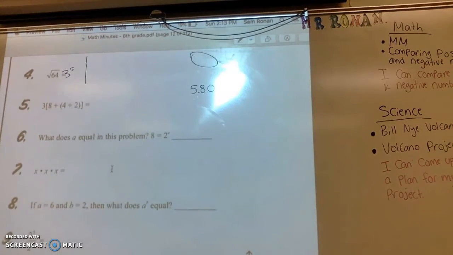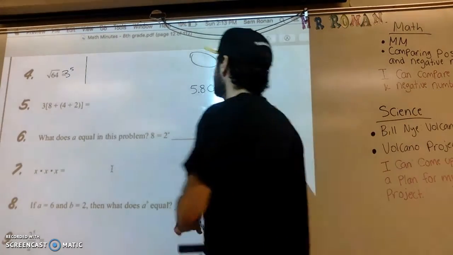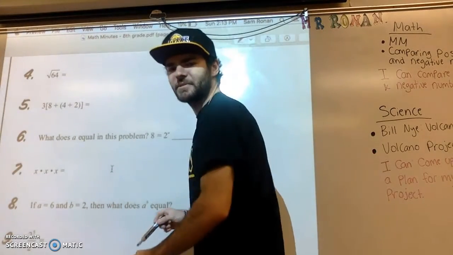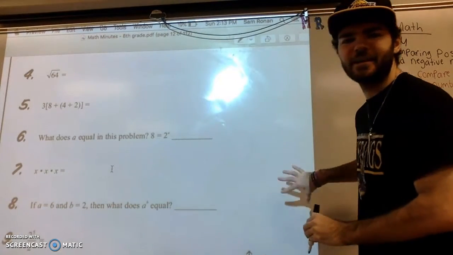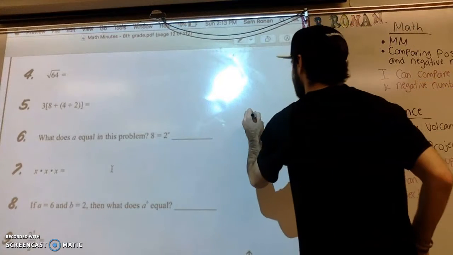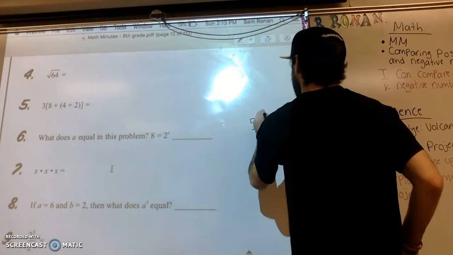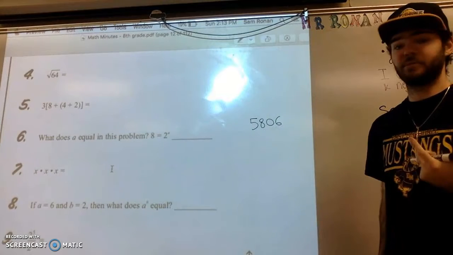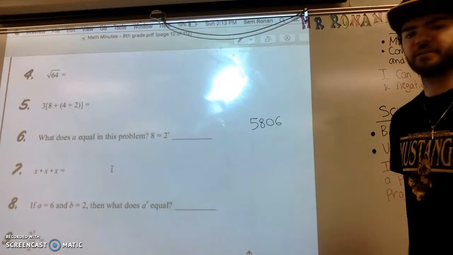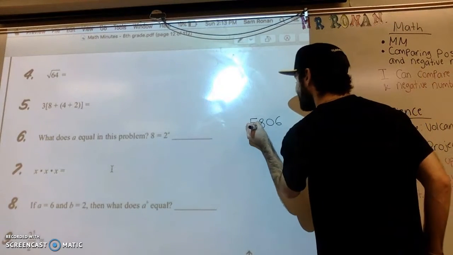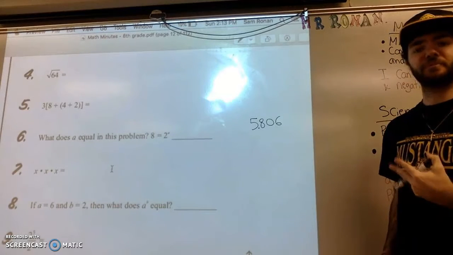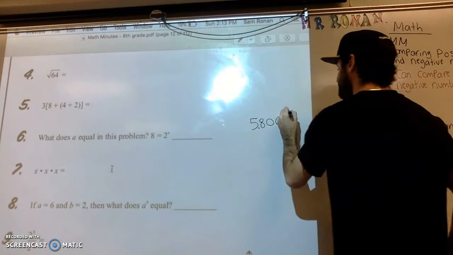Okay, so it's 5,806 in scientific notation. I'm going to do it in a spot where you guys can see it. I'll do it right here, okay? 5,806. And we said we wanted to write it to where there's only a number in the ones place and then everything else is behind a decimal. So 5.806. And we are multiplying this by 10.